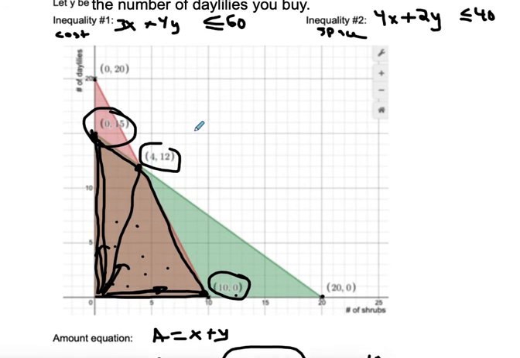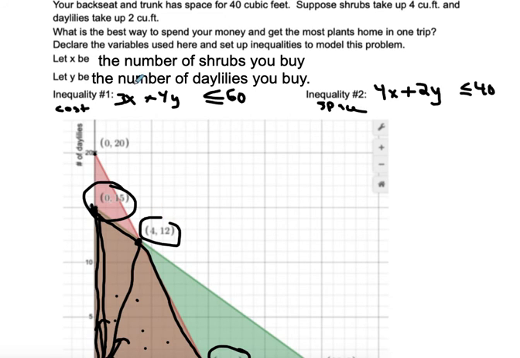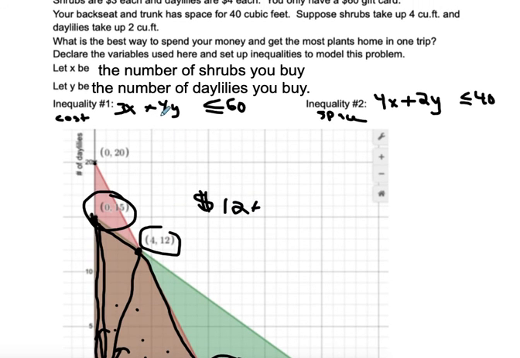So now again, just to recap this. If you're buying 4 shrubs and they're $3 each, 4 shrubs times $3 is 12 bucks. And if you're buying 12 daylilies and those cost $4 each, that's 48 bucks. So altogether, you're spending your full $60 gift card. As far as cubic space goes, if you buy 4 shrubs and they take up 4 cubic feet each, that's 16 cubic feet of space. And if you're buying 12 daylilies and they take up 2, that's 24 cubic feet. And if you add that up, you're going to get a grand total of 40 cubic feet. So this spot right here is fully maximizing your space and your amount of money.